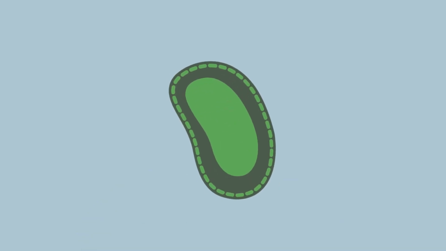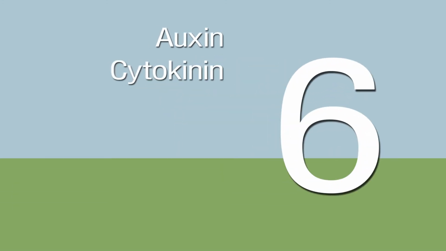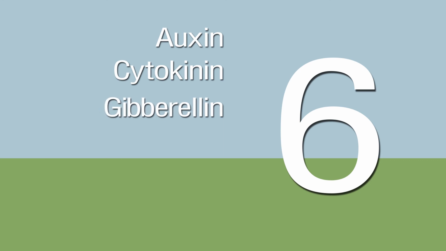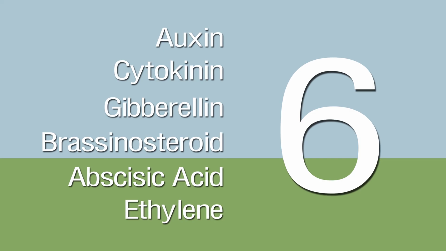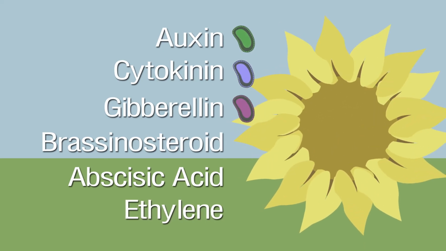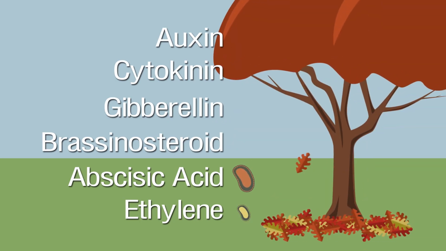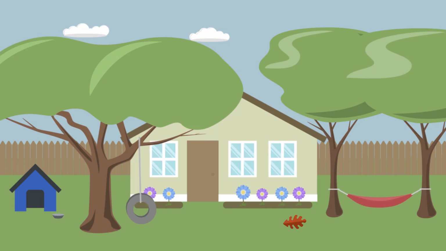We have learned that plant hormones regulate growth and development. The 6 significant plant hormones are auxin, cytokinin, gibberellin, steroid, abscisic acid, and ethylene. Remember that auxin, cytokinin, gibberellin, and steroid hormones promote plant growth, while abscisic acid and ethylene inhibit it. Plant hormones are in action all around us, whether we are trekking through the Amazon rainforest or sitting in our own backyards.